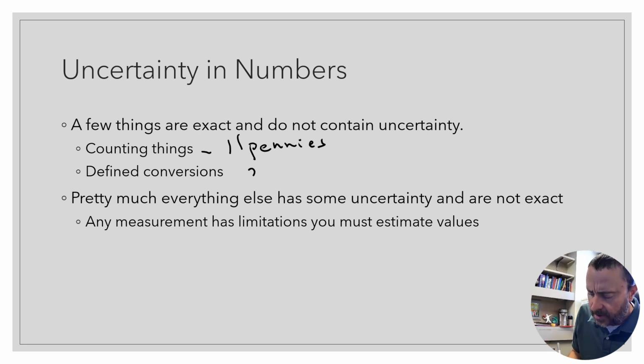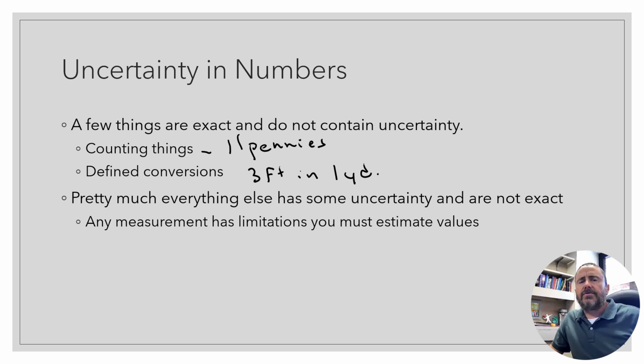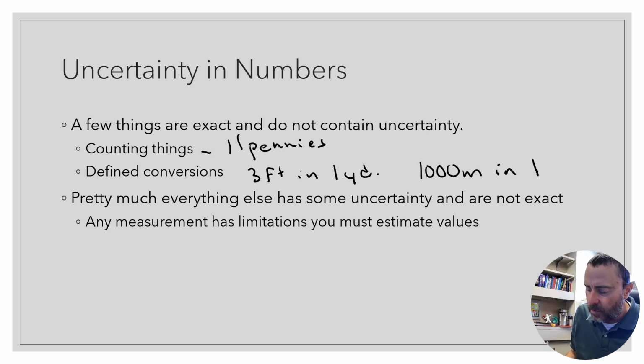We could say that there are 3 feet in 1 yard. Those are exact values. There's exactly 3 feet in a yard. It's a defined amount. Or if we go to what the rest of the world uses, we could say that there are 1,000 meters in 1 kilometer. There's exactly 1,000 meters in a kilometer. That's what's defined by it.